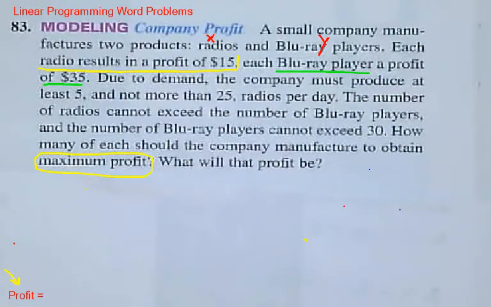So I get $15 for every radio, so I'm going to write the profit I make as 15X plus $35 for every Blu-ray player I make. So I've got this little factory going, right? And that's going to tell me the maximum profit.